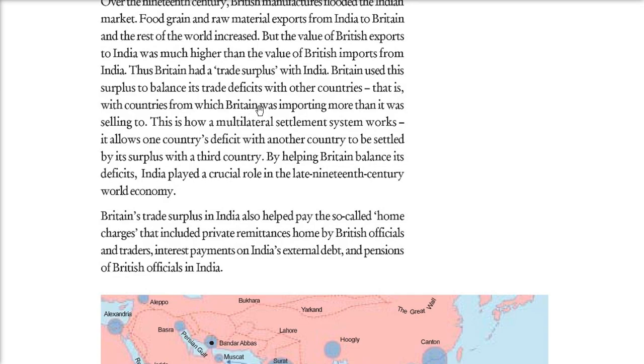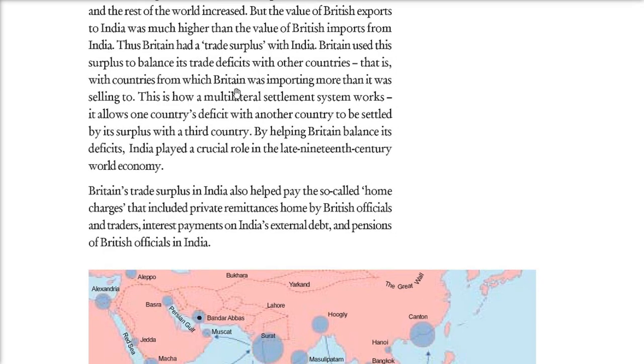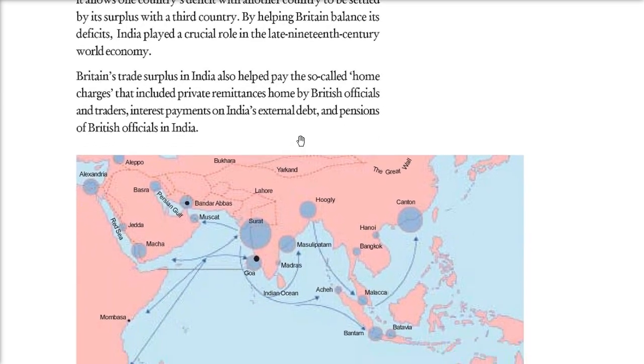So it might be that Britain was losing somewhere, and the trade surplus, the extra profit which Britain was gaining, was used for settlement against those countries where it was losing. I hope you got the idea. They were also taking this extra money as home charges, for interest payments on India's external debt, and pensions of Indian officials in Britain, like this.